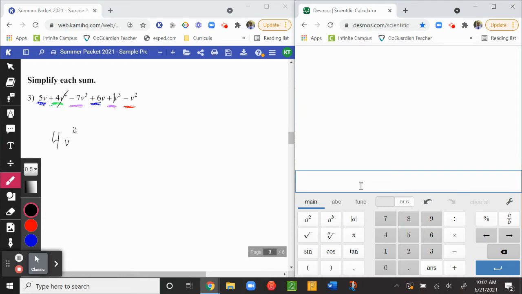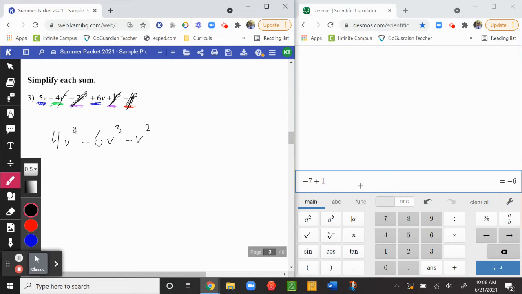Again, I can use a calculator to help with the arithmetic. Negative 7 plus 1 is negative 6. So for my cubic terms, I can have negative 6v cubed. All right, those are taken care of. Moving on to quadratic. There's just the single quadratic here. Can't combine it, so it stays the same. Negative v squared.